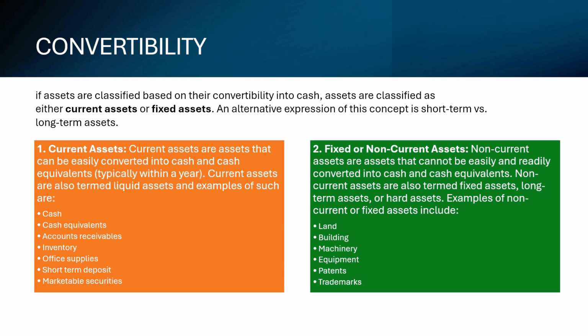Non-current assets are also termed fixed assets, long-term assets, or hard assets. Examples of non-current or fixed assets include land, buildings, machinery, equipment, patents, and trademarks.